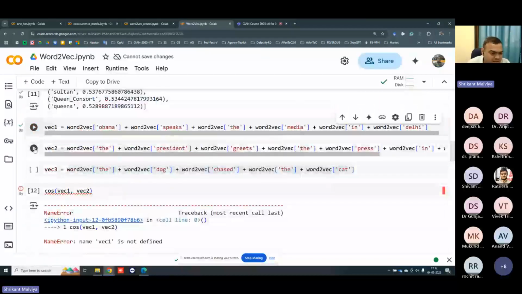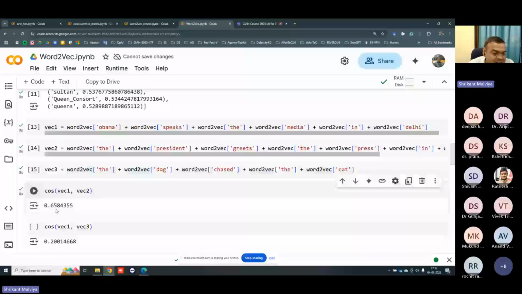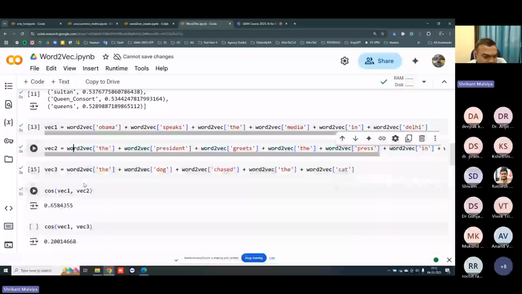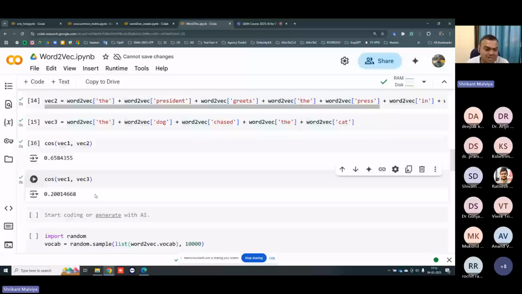Yeah, this one too, and then find out the cosine similarity. Yeah, so you will observe 0.65. It's quite high. So it means the first two vectors are closer. They are in some way similar, carry the same information. But when we find out the cosine similarity between vector 1 and 3, you will get a very low value. That's the usability of semantic representation.